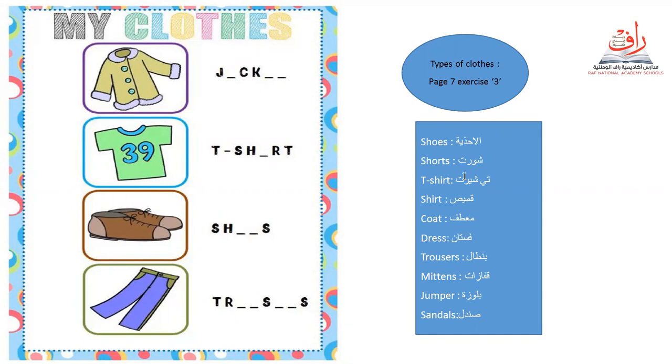A, letter A, not capital A, small, because it's not the first letter. Then after K, E with D. That's jacket, jacket. E with D. Okay. Number two, Eileen, hi Eileen.